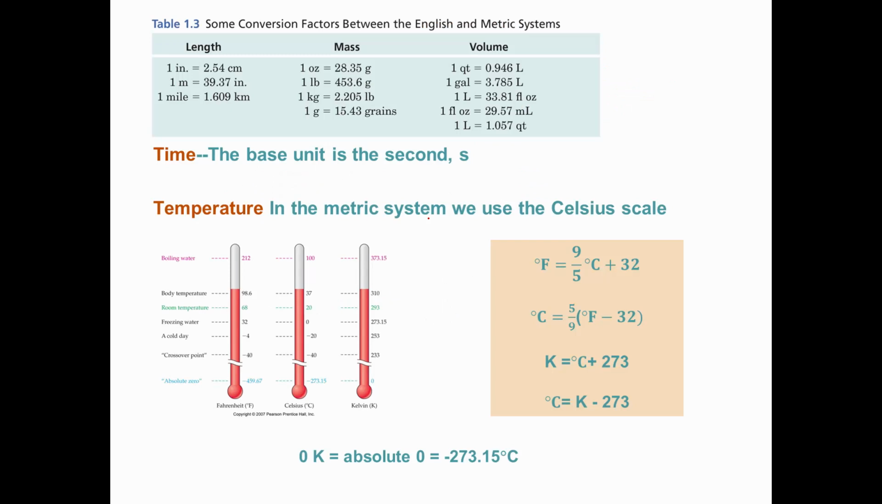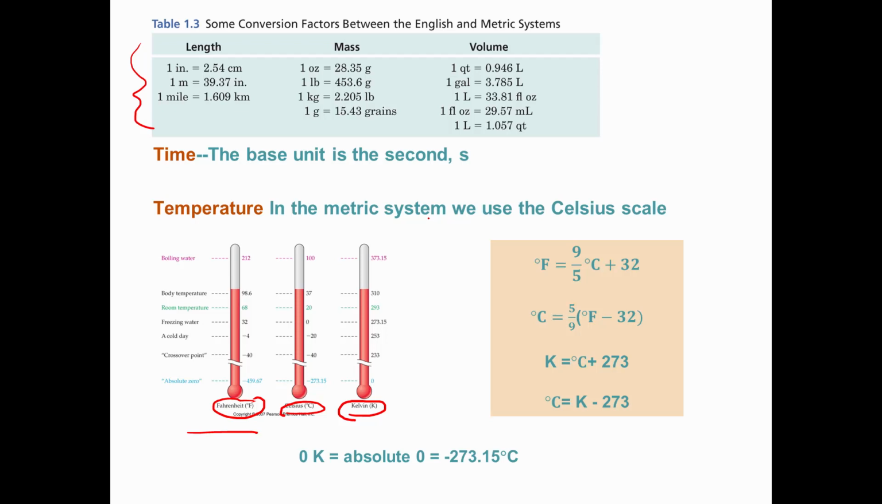Okay, this table is just some conversions between English and metric system. And here I show temperature scales. Obviously in this country we use the Fahrenheit scale. In the chemistry lab we use degrees Celsius and also a Kelvin temperature. So these are the formulas for each of these temperatures when we need to convert.